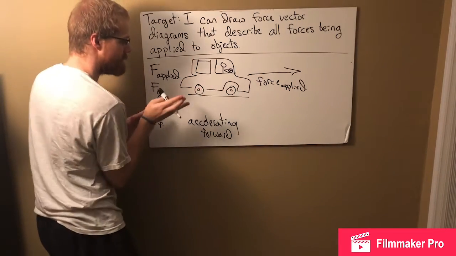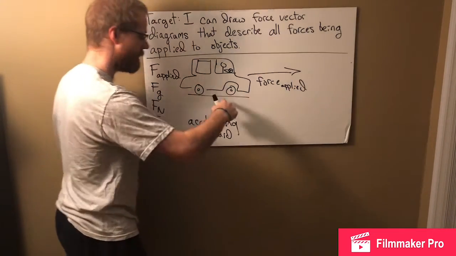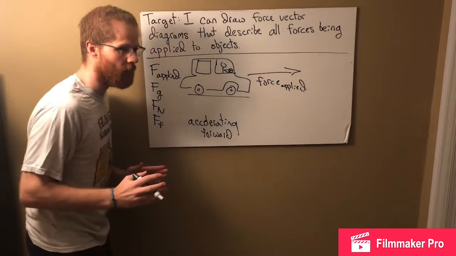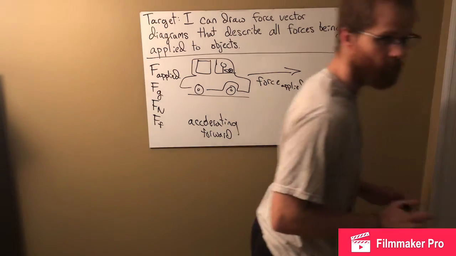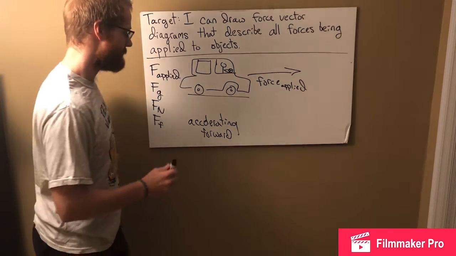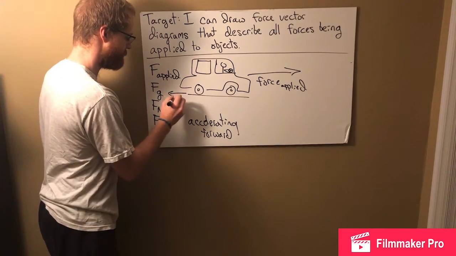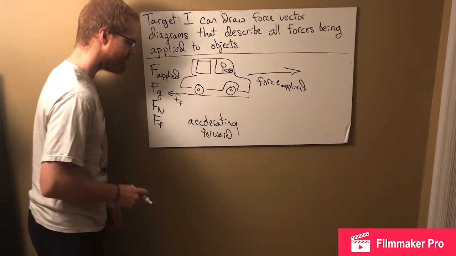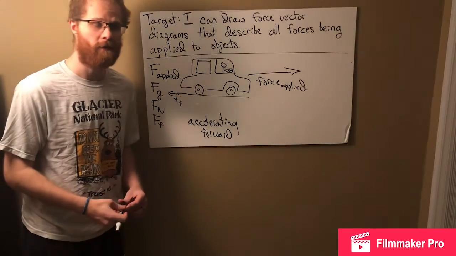That applied force is causing our car to move forward. The car is pushing on the ground, and the ground pushes the car forward. Okay. But there's also friction that's affecting our car. That's causing it to slow down.